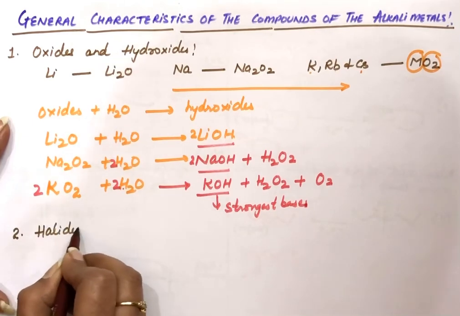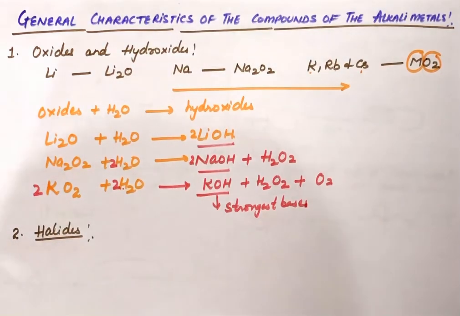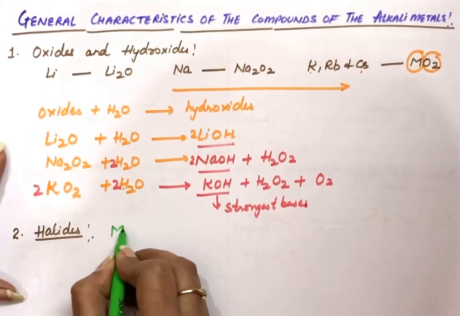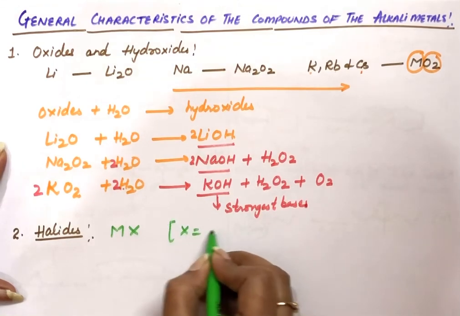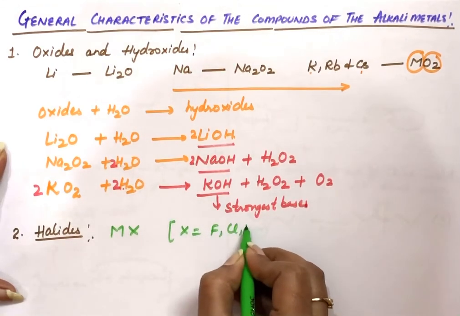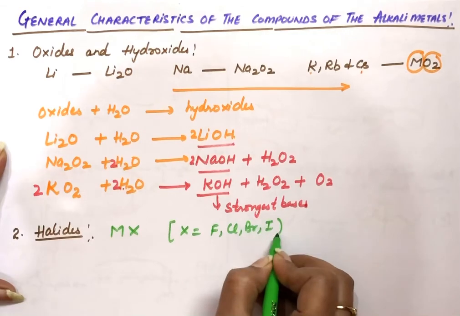Next are halides. Alkali metals form halides with the formula MX, like NaCl. X can be fluoro, chloro, bromo or iodo. Any halogen can be there.